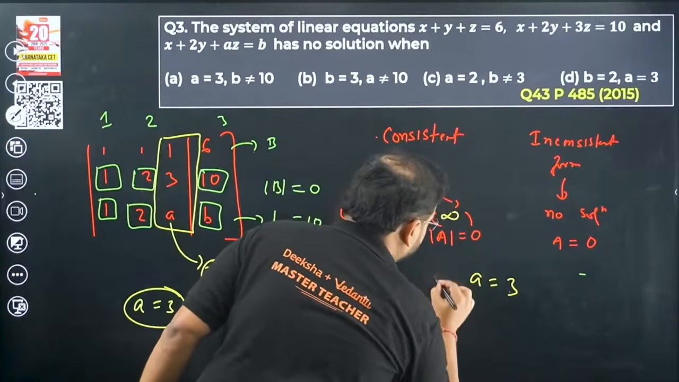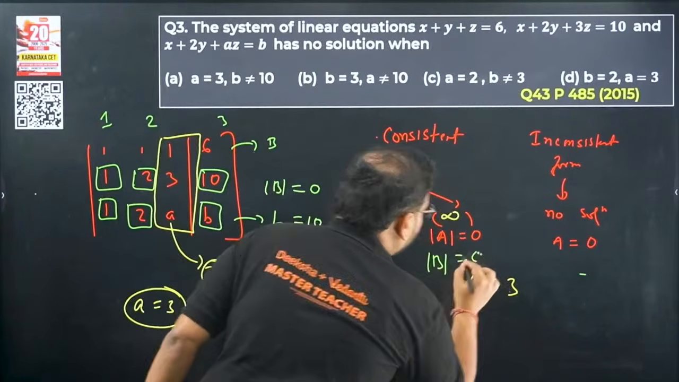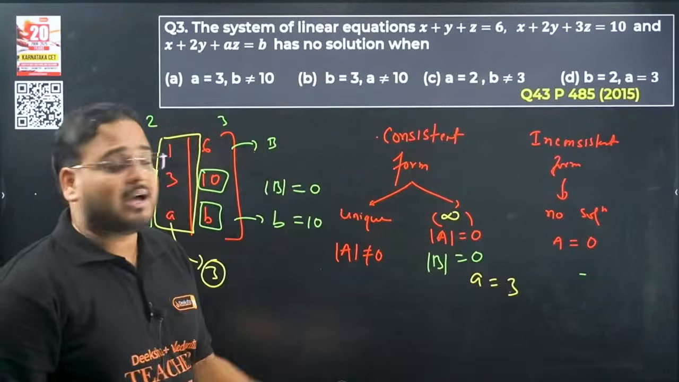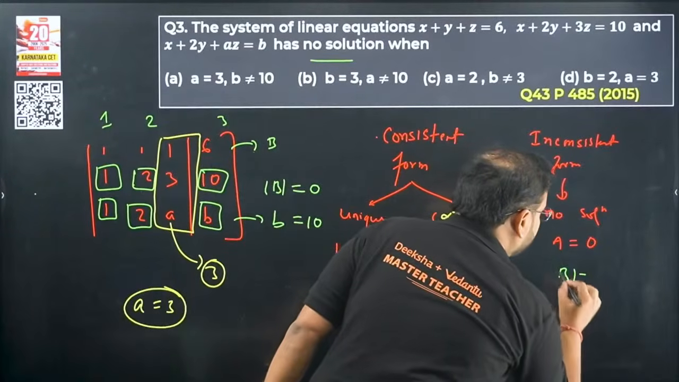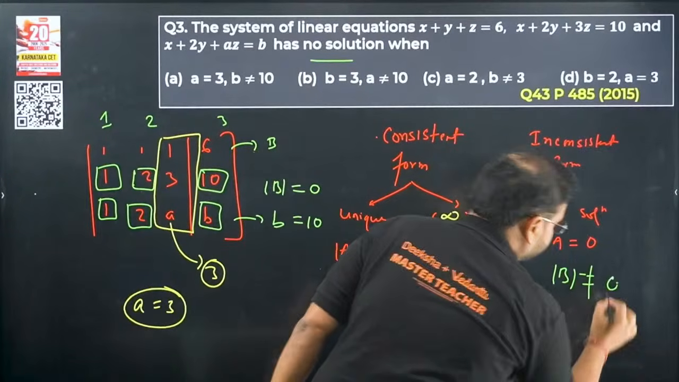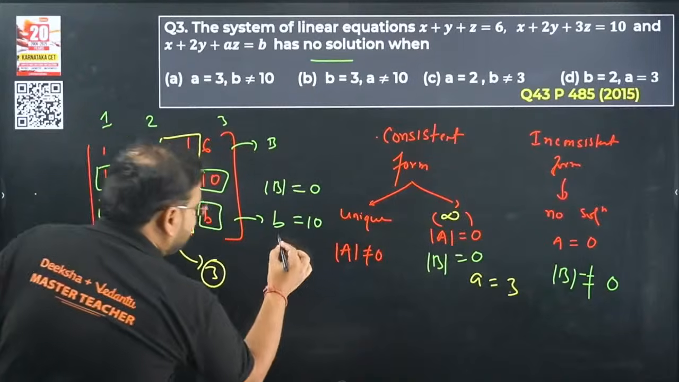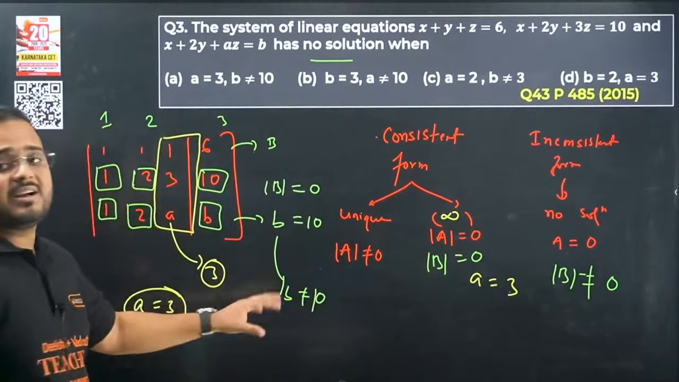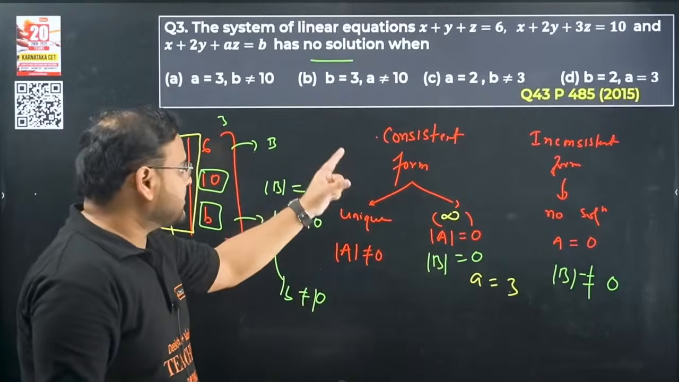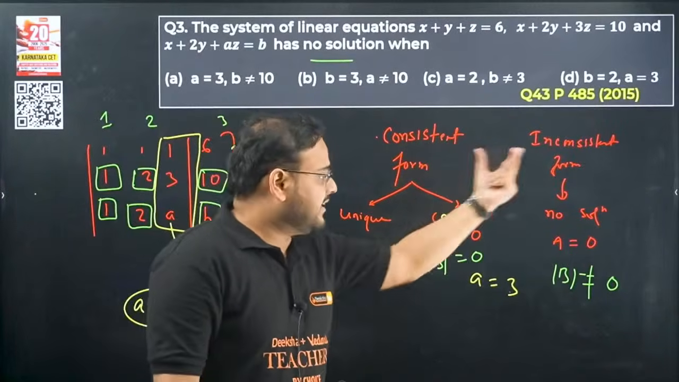Over here, if I take determinant of B to be 0, it will become what? Infinite solution. But I want the case of no solution. So for this, we should have determinant of B to be non-zero. Hence, B cannot be 10. Now, once the concept is clear, let me summarize it for you. First one, we have two forms, consistent and inconsistent.